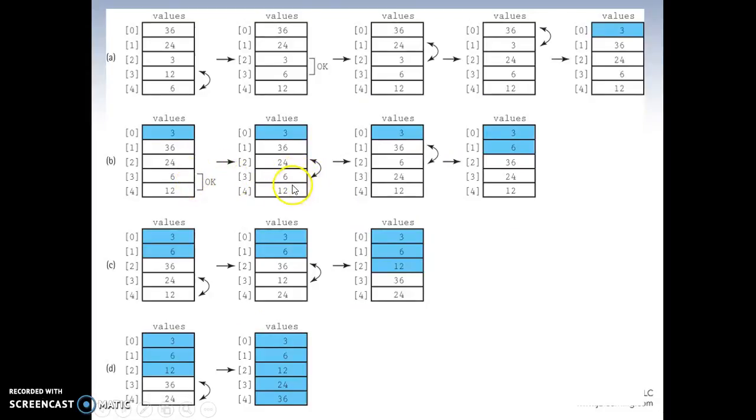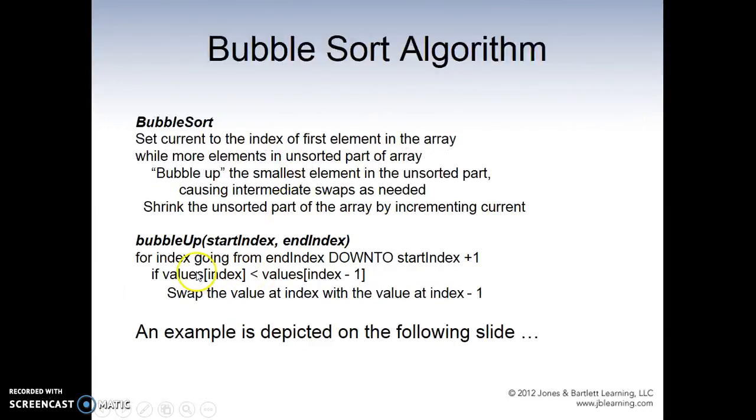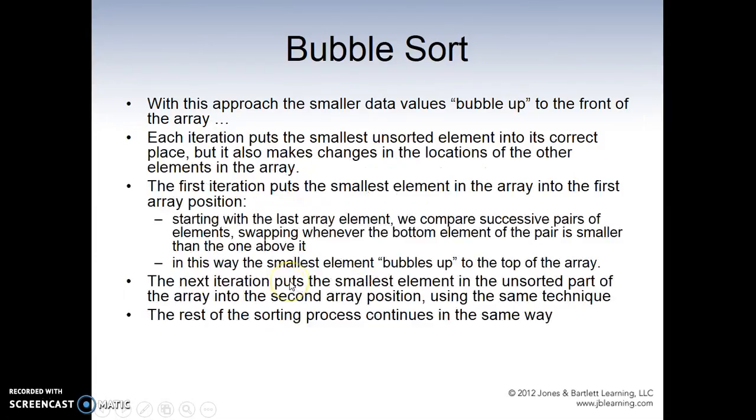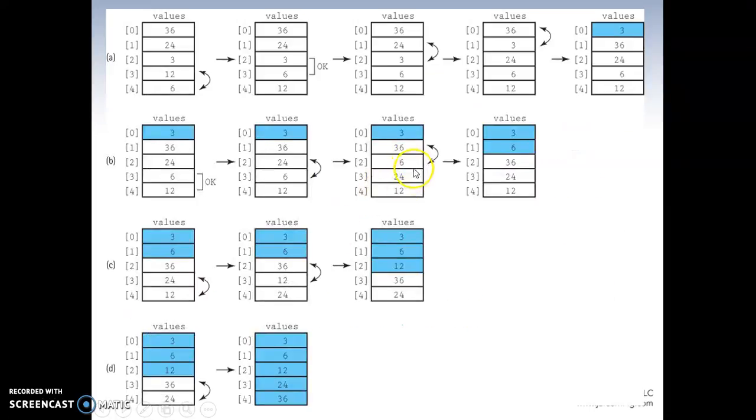Let's go back to the same 6 and 24. And now 6 less than 24. If you look back, 6 less than 24 is true. Then we swap. So we bubble up 6, and now 6 and 36 is true, and we bubble 6 again. Now you see that if we keep doing this, this is a bubble up approach for sorting. So we're going to have the unsorted part, keep doing again, while there are elements to sort.